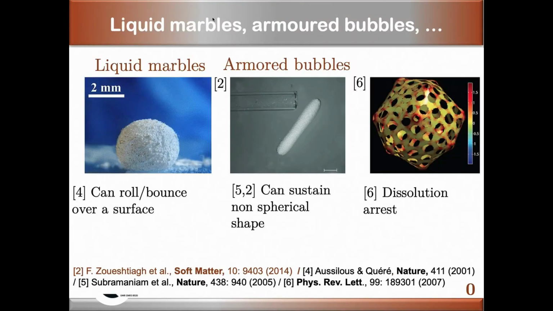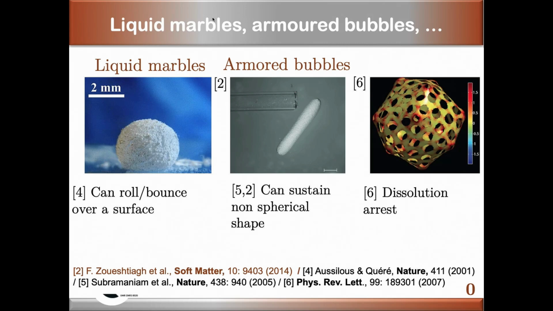When you add some particles to a liquid-air interface, you can get some very interesting and original properties. Some examples are here. You take some droplets and some partially wettable particles, particles that like to be at the interface between liquid and air. If you cover your drop with these particles, as was shown by Aussillous and Quéré, these droplets won't stick to the surface anymore because the liquid is no longer in contact with the surface. So they can roll and bounce over the surface.